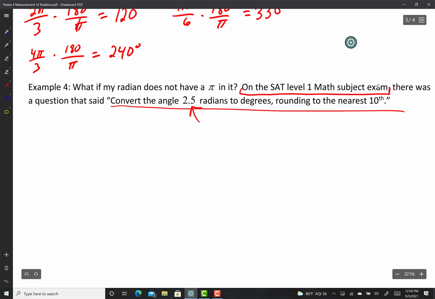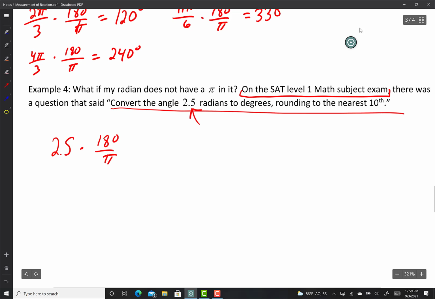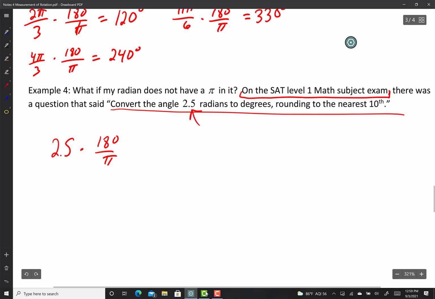Notice that 2.5 does not have a degree symbol. Plus, they literally tell you it's a radian, and it does not have a pi. So there's no pi on this. I'm going to multiply 2.5 by 180 over pi. This time the pi does not cancel out. You need a calculator, unless you can estimate it. So take your calculator, and here I am taking my calculator.